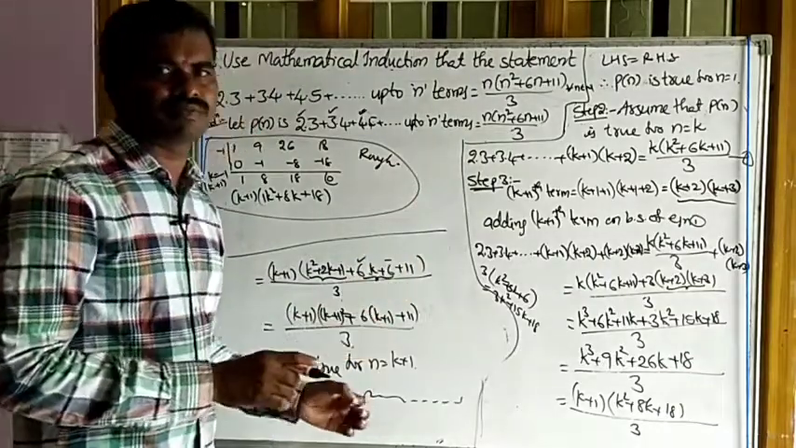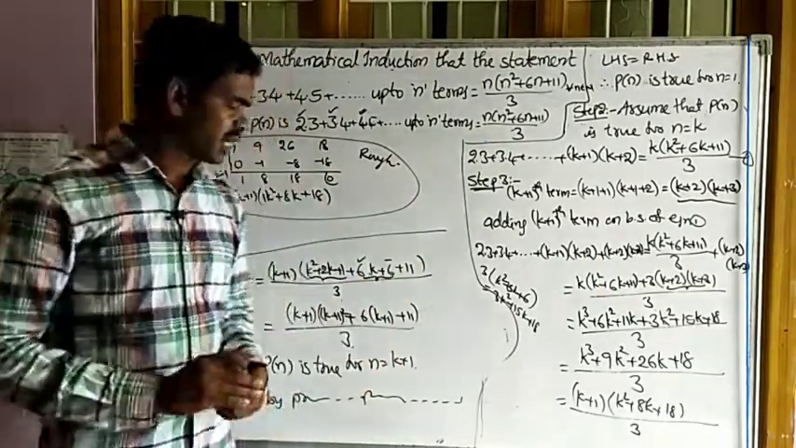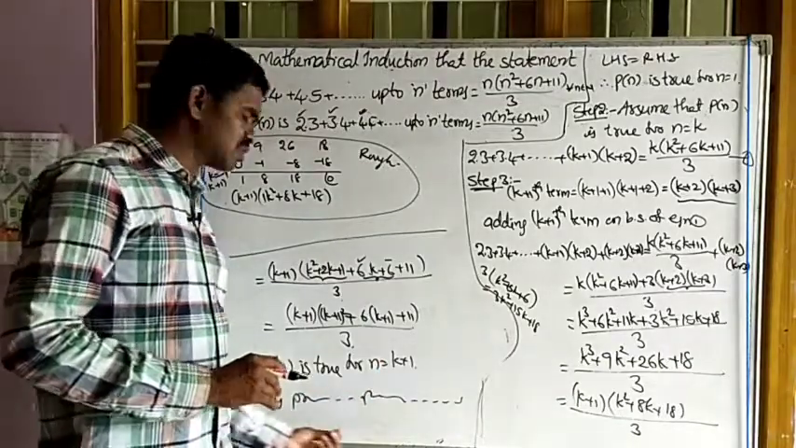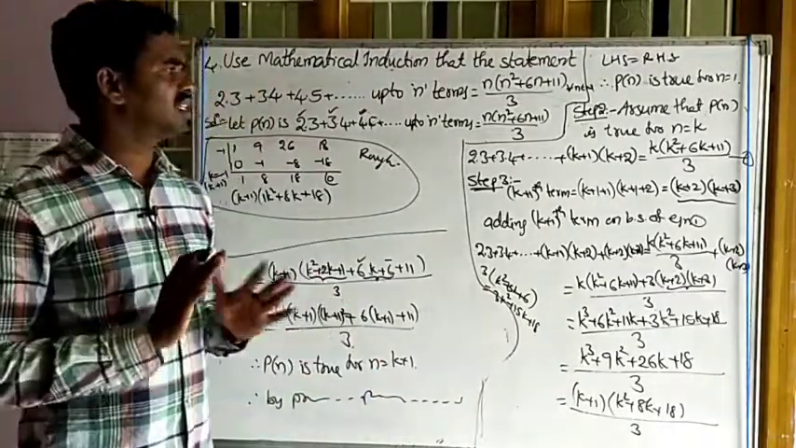So write directly, no problem. You will be awarded marks. And then P of n is true for n equal to k plus 1 by the principle of mathematical induction. This is the solution. Is it clear?